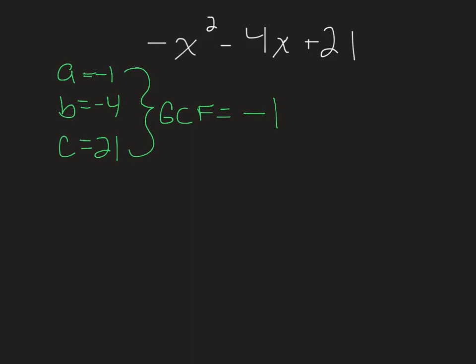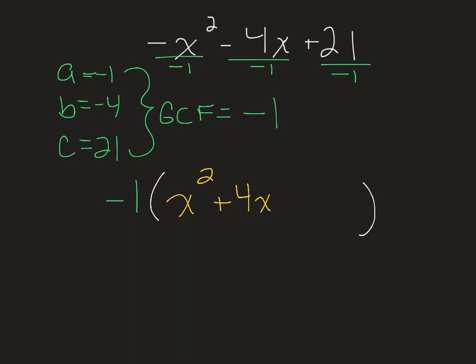So I'm going to pull out a negative 1, and I'm going to write what is left. Again, to figure out what is left, you're going to divide every single term by that GCF, which means I'm dividing every single one of these by negative 1. Negative x squared divided by negative 1 will make that a positive x squared. Negative 4x divided by negative 1 will make that a positive 4x. And 21 divided by negative 1 will make that a negative 21. Now from here, you can choose whether you want to do method 1 or method 2 from the video earlier this week. Completely up to you.